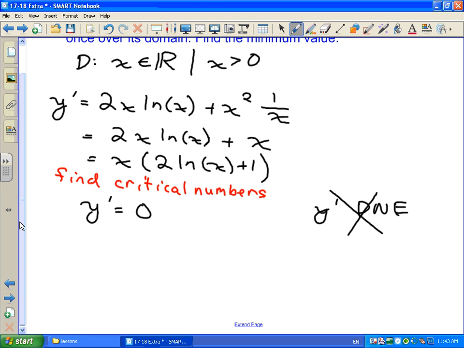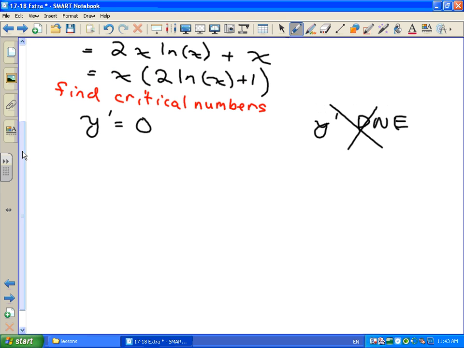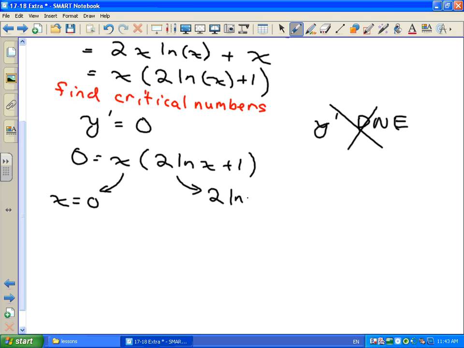So if we're setting this thing equal to 0, what do we got? 0 is x times 2 ln x plus 1. Well, we've got two things that we want to solve here. x equals 0 or 2 ln x plus 1 equals 0. This one right here, x equals 0, that was the easy one to solve. What's wrong with this one, though? Not in the domain, so we can just cross it out. So we're left solving this one here.